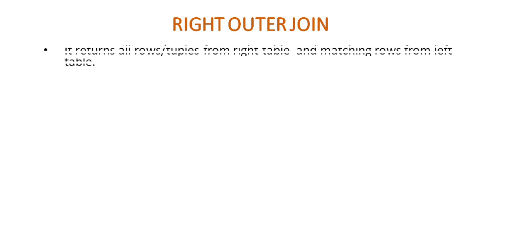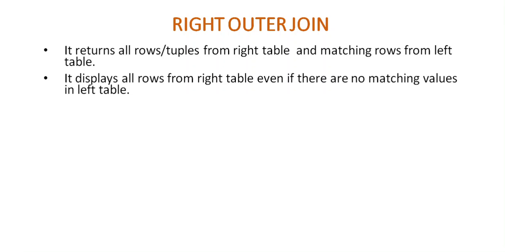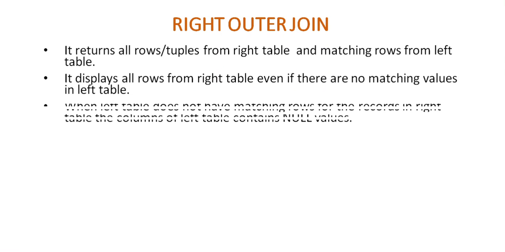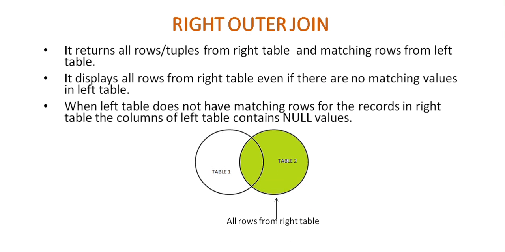Okay, now right outer join. Right outer join, what is it? Opposite to left outer join. It will display all data from the right table and matching rows from the left table. Even if the left table has no matching data for the right table, it will display all data from the right table. When the left table does not have matching records for the right table, the columns of the left table will consist of null values, same as in left outer join. As you look at the figure, table 1 is the left table, table 2 is the right table. So it will display all data from the right table and only matching data from the left table.